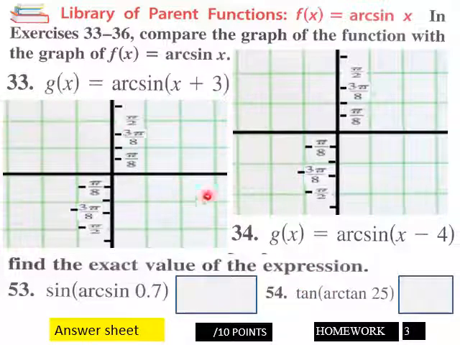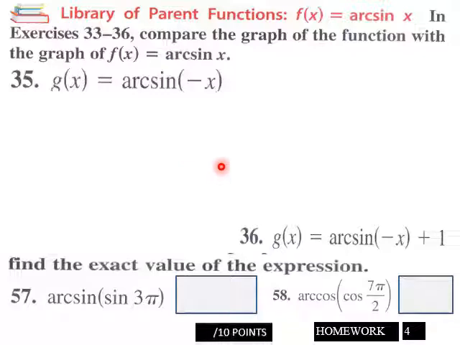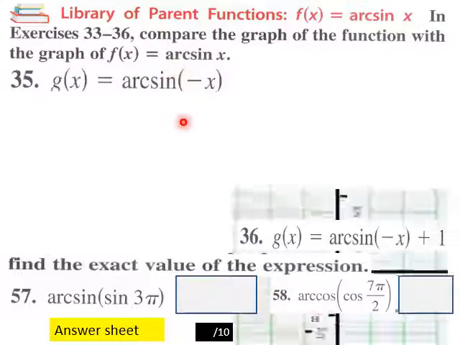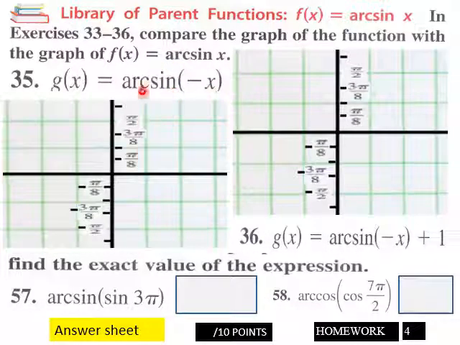Or you could put them on different grids, but if you put them on the same grid, that'd be pretty cool. But you got two grids here to use if you wish. Same thing here, compare the graph of the function with the graph of f of x equals arc sine x. So we got 35 here, g of x equals arc sine negative x. And you compare that to f of x equals arc sine x. You got two grids here, or you can put it on the same grid, up to you, and then find the exact value of 57 and 58.